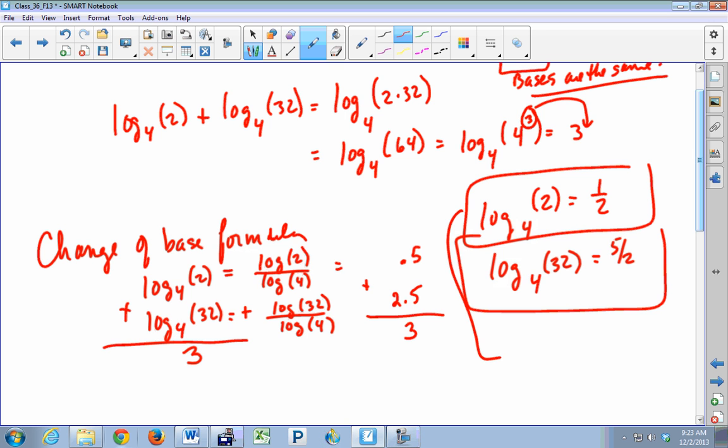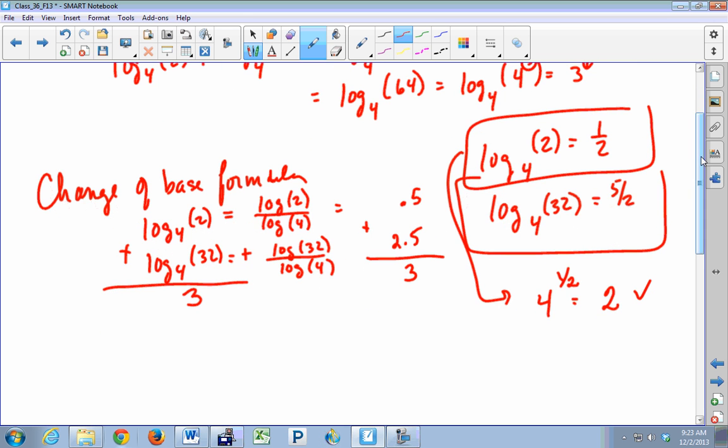This says that your base is 4, and when you raise 4 to the 1/2 power, you come back to 2. And that says 4 to the 1/2 power is the square root of 4, which is 2. That checks. Log base 4 of 32 is supposed to equal 5/2. So let's try that.